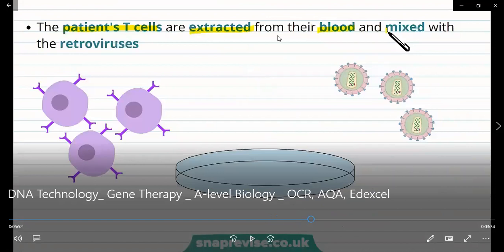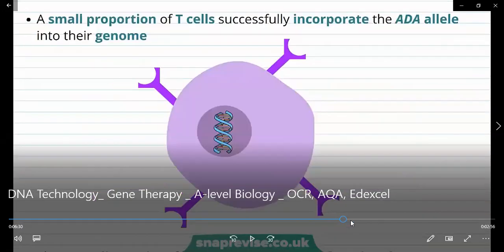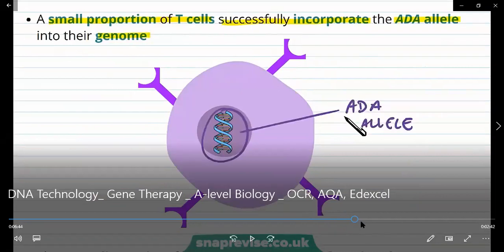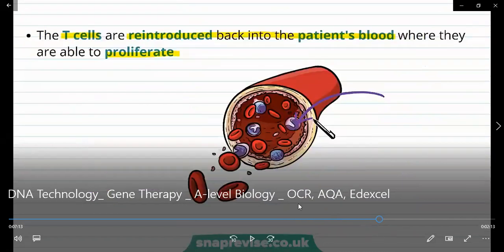So they got the patient's T cells and they mixed them with the retroviruses that contained the corrected gene. And of course, the retrovirus would infect the T cells and inject their DNA inside there. So a small proportion of the T cells were actually able to get the corrected gene, the ADA gene, so that they could actually make the protein. And they were able to produce a functional enzyme, and it did help. And then they put it back into the patient's blood so that they would multiply and that would help the person. But what were the challenges that they found with this down the road though?